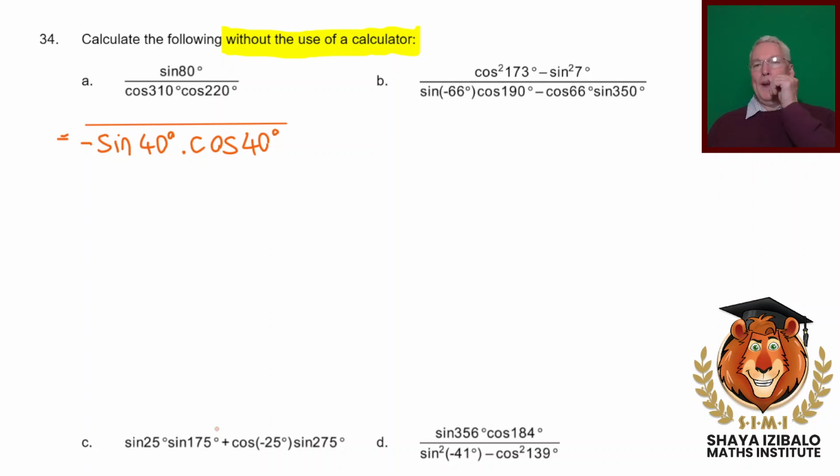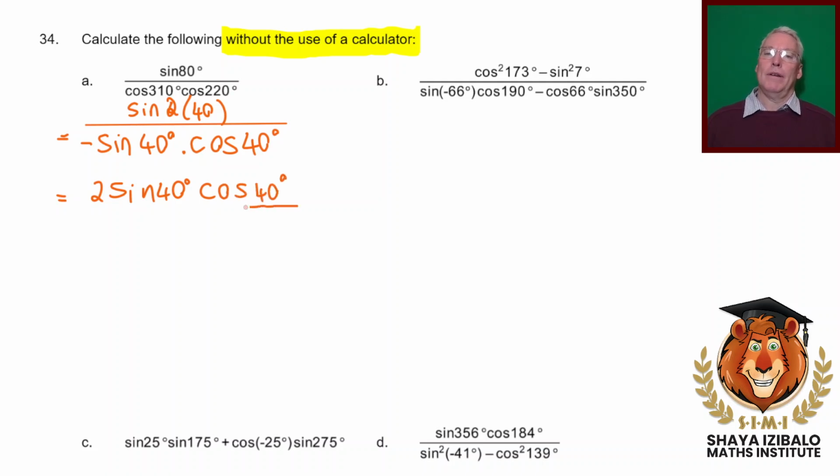Now, this is where it really helps to know our rules really, really well. This is our double angle identity. It sort of looks like it. On the top, we've got sine of 80. Now, 80 is two lots of 40. I don't know what sine of 40 is, right? Nor do I know what cos of 40 is without a calculator. But now we can use our double angle formula, and we get 2 sine 40 cos 40 on the numerator, and on the denominator we get negative sine 40 degrees cos 40 degrees.